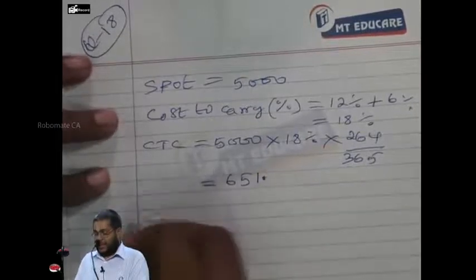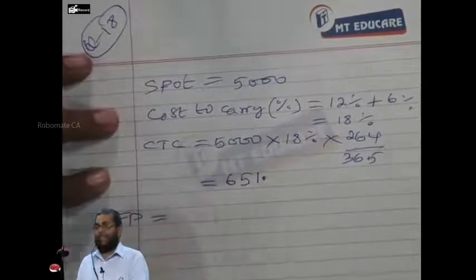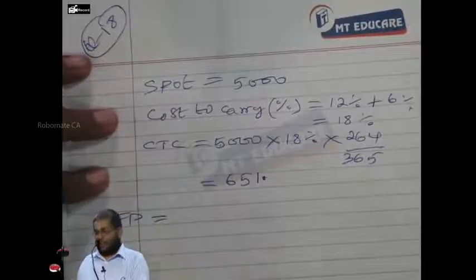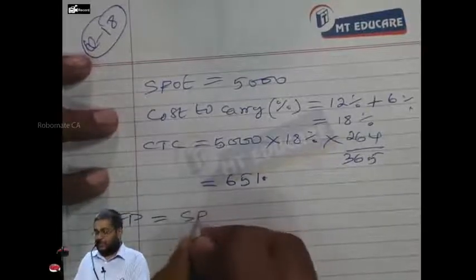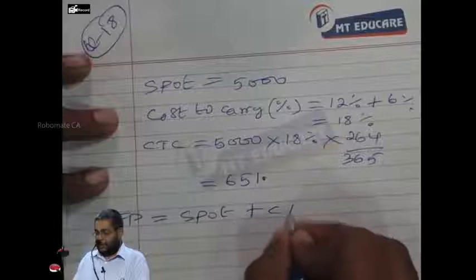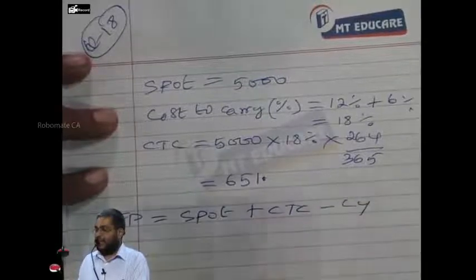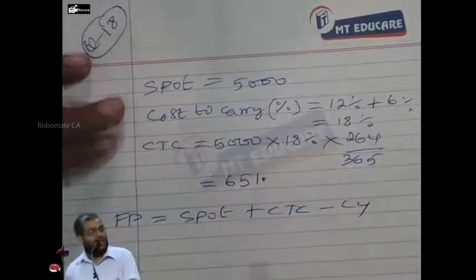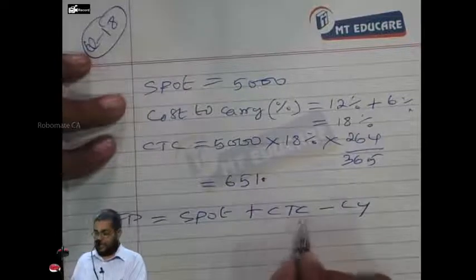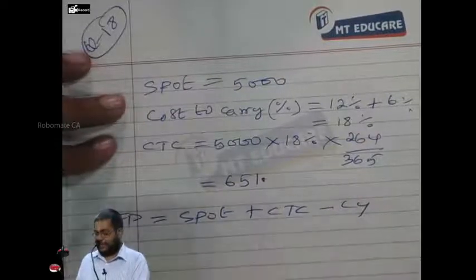Tell me the formula. Future price is equal to, all of you write along with me. What is the formula? Future price is equal to spot price plus cost to carry minus convenience yield. Is that accepted?